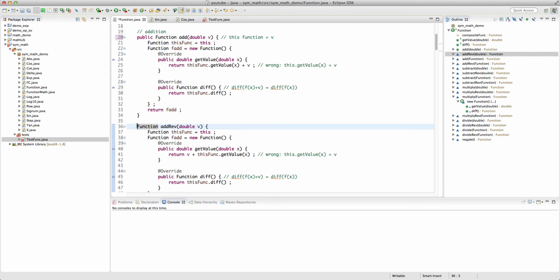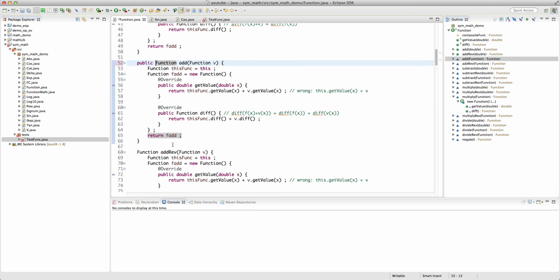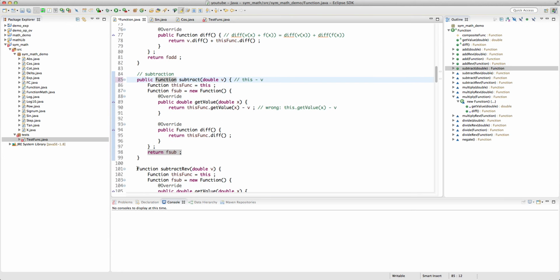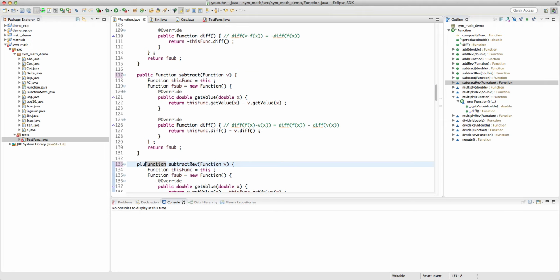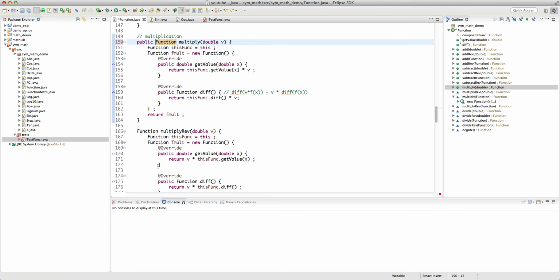So in general, it's a good idea if it's part of the API. We want to make all these operator overloading methods public. I'm just quickly typing public here. Okay.